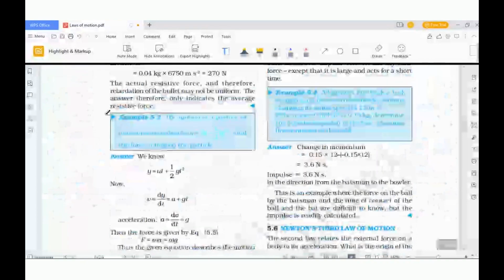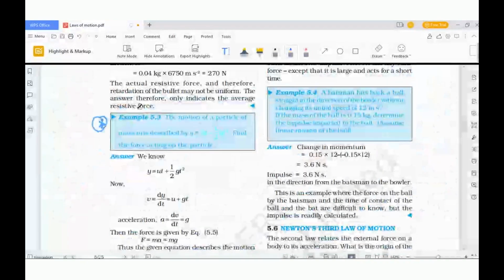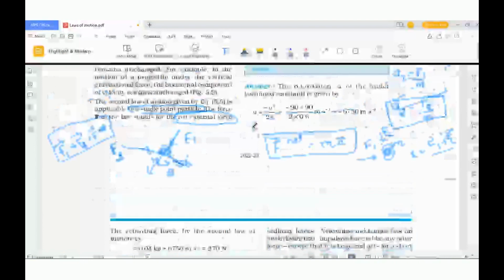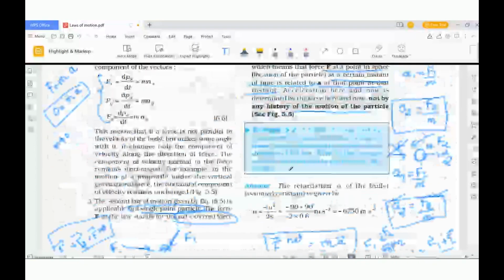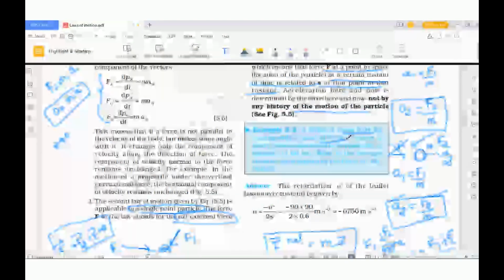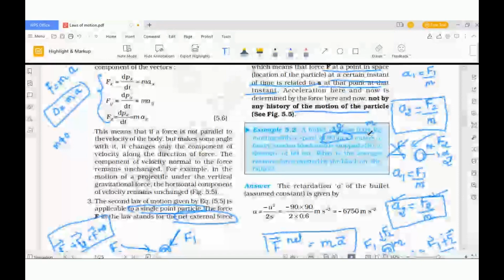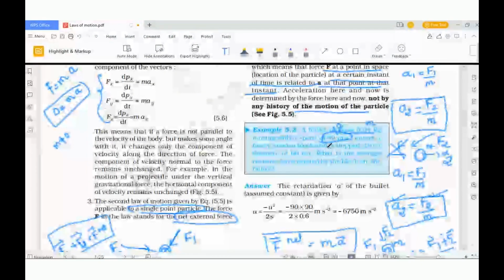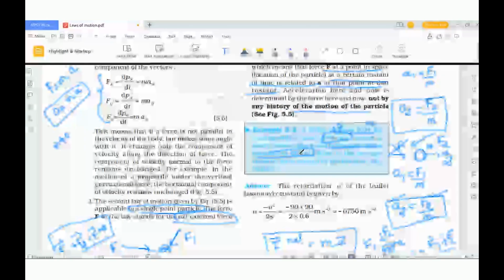This question is somewhat of a different type of problem, so we'll work it out in a minute. Just have a look at this also. There is a bullet of mass 0.04 kg moving with a speed of 90 meter per second. You are given the velocity and the mass, correct? It enters a heavy wooden block and is stopped after a distance of 60 centimeter.